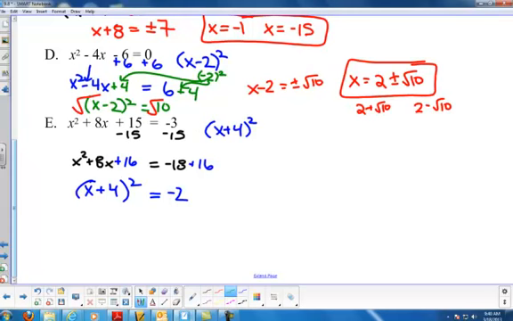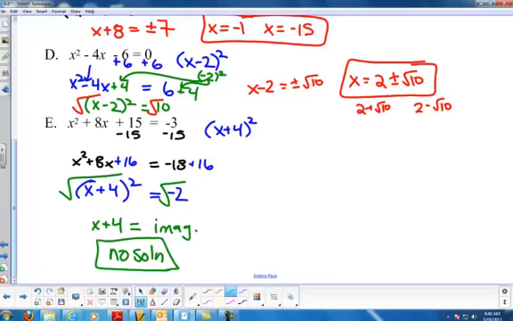Now, when you go to take the square root, you can't take the square root of a negative. So this is an imaginary number, which we're going to get to later. So there is no solution here. And you are done because your squared part is equaling a negative.